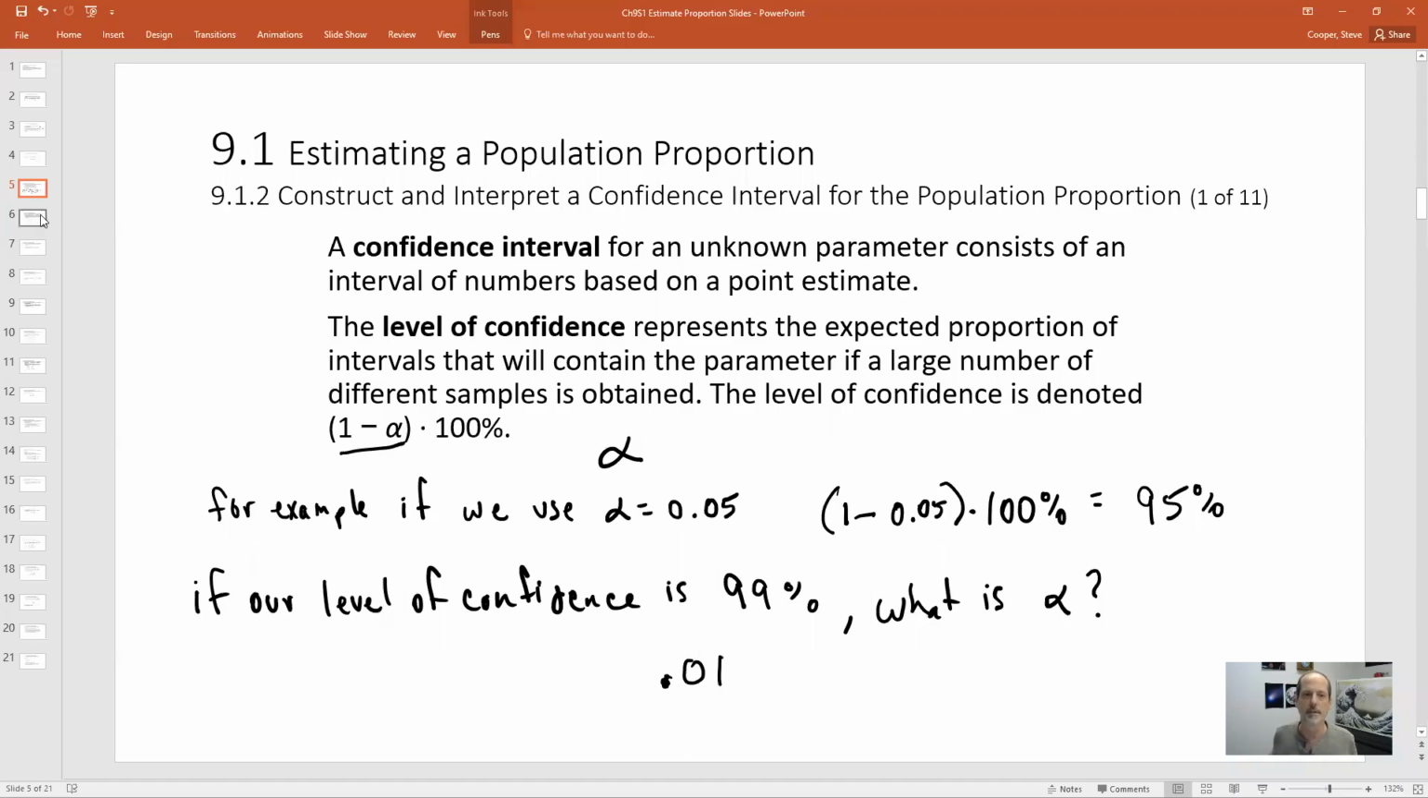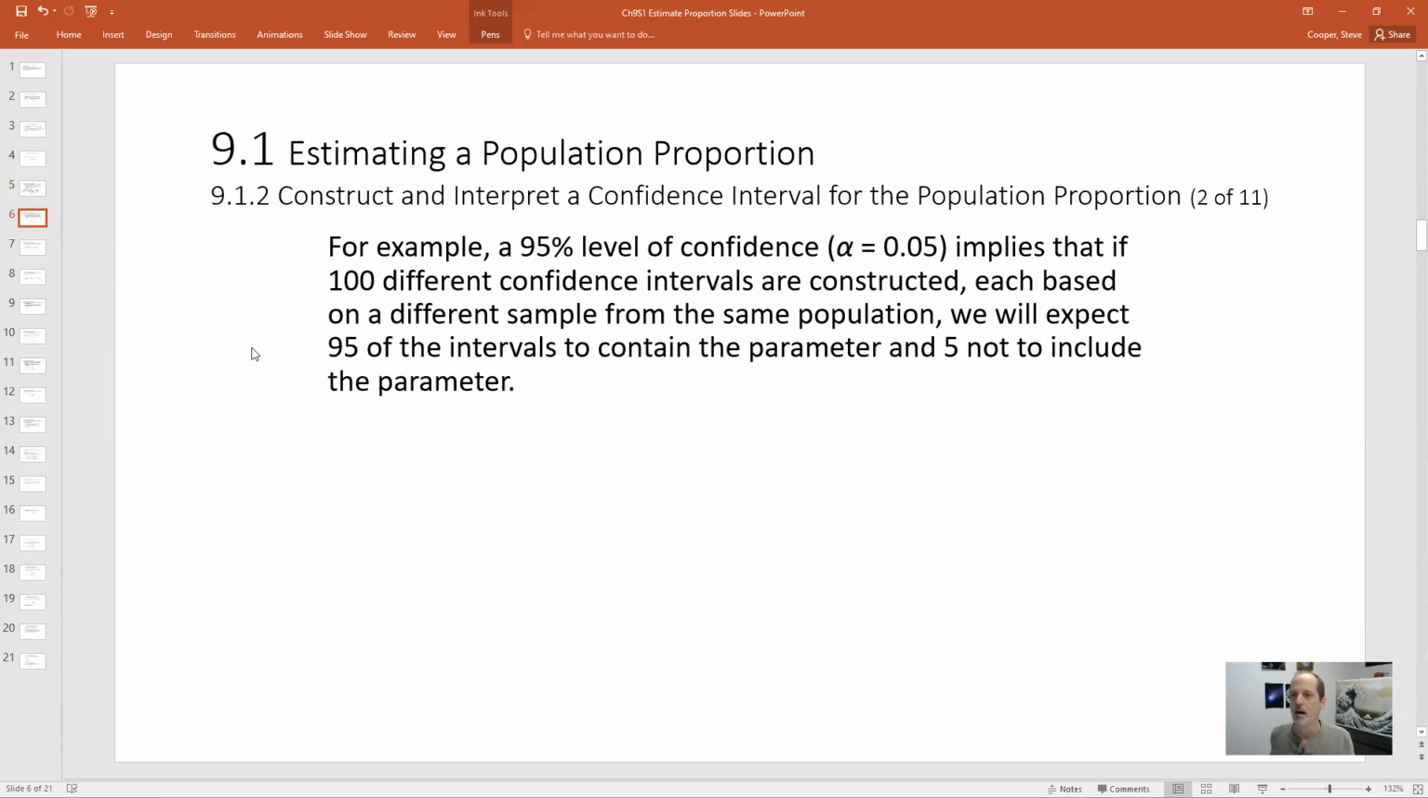Okay, so let's move on, and we've got to figure out how we calculate that little scope or interval that we pad our p hat with. It's our confidence interval. A 95% level of confidence implies an alpha of 0.05, and that if we took 100 different confidence intervals, each based on a different sample from the population, we would expect 95 of those intervals to contain the parameter, and 5 would not include the parameter.